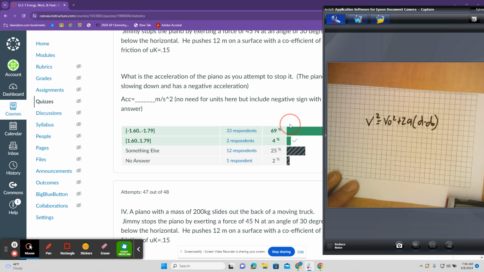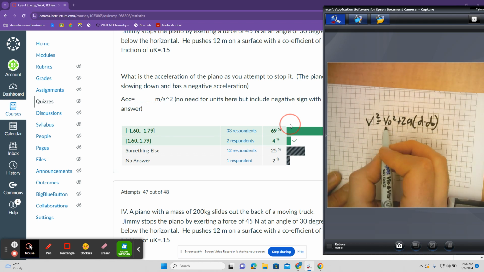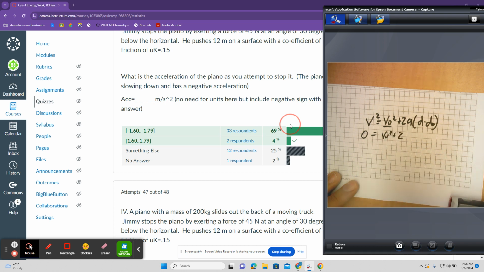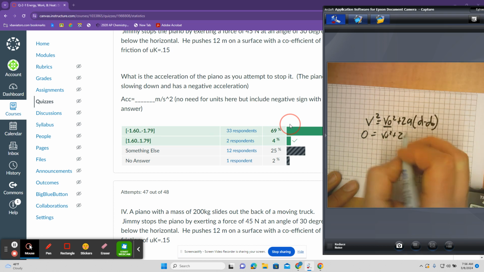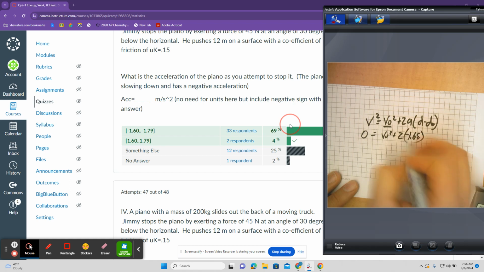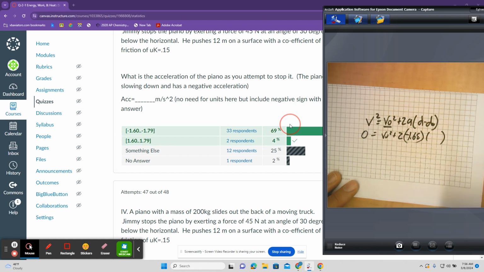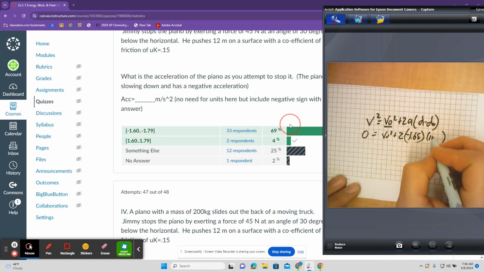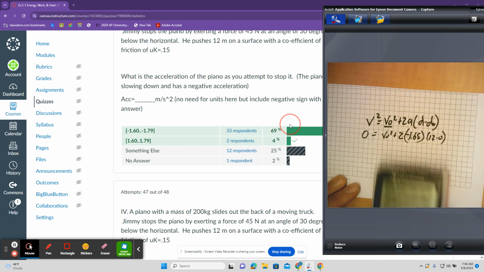Okay, gotta get all my numbers. We want to know what this is. This is 0, 2 times, this is where that number comes in, negative 1.68. We got distance. My distance here, I've already forgotten. 12, starts at 0. So here we go.